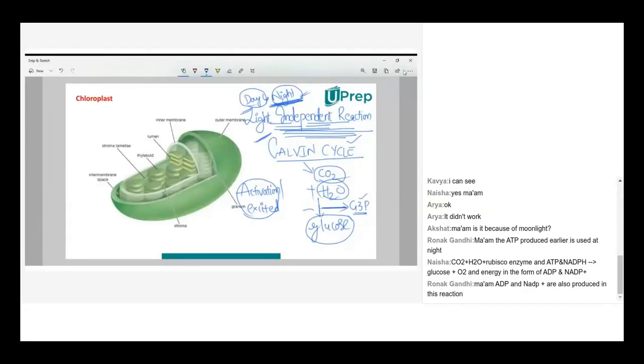ADP and NADP are not produced, they are released. We call it release. Production is different from release. Release is when one compound gets converted to another compound and some byproducts are released. That's not called production. Production is in the light-dependent reaction, where ATP is produced. That is called production. Here ADP and NADP are released. Again, they will be taken up by the light-dependent reaction and the whole process goes on. It's like a cycle: light-dependent, light-independent, light-dependent, light-independent. It's a cycle, the cycle of photosynthesis.